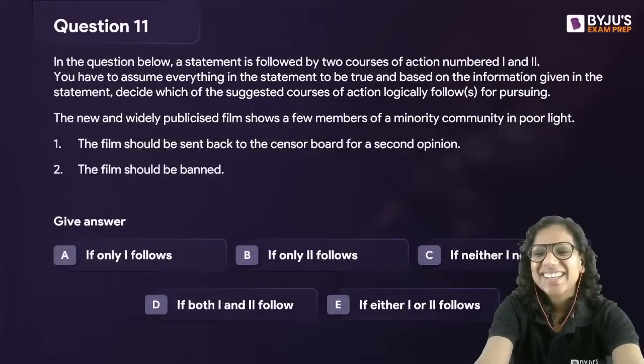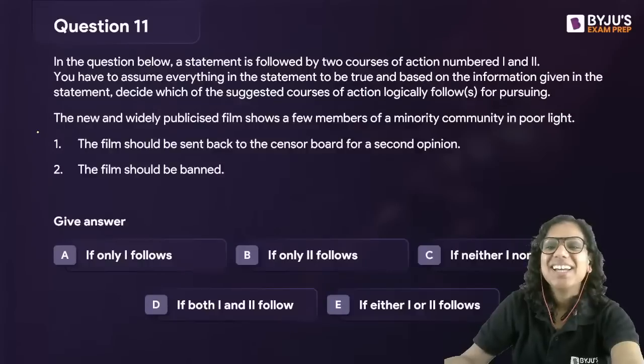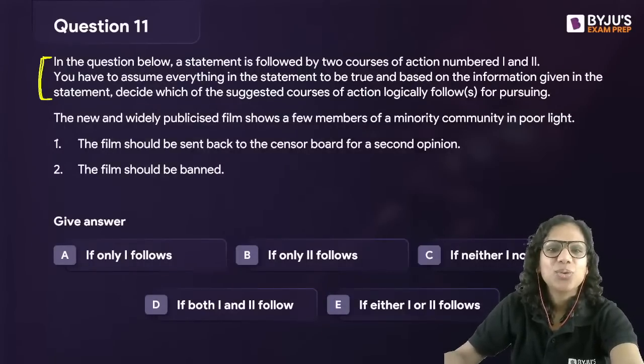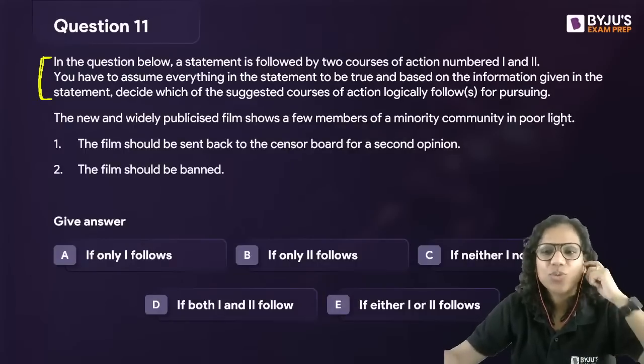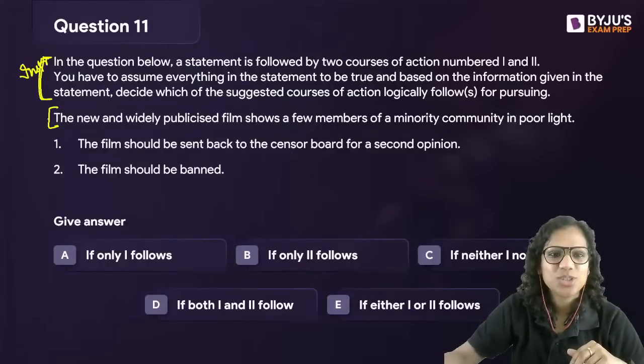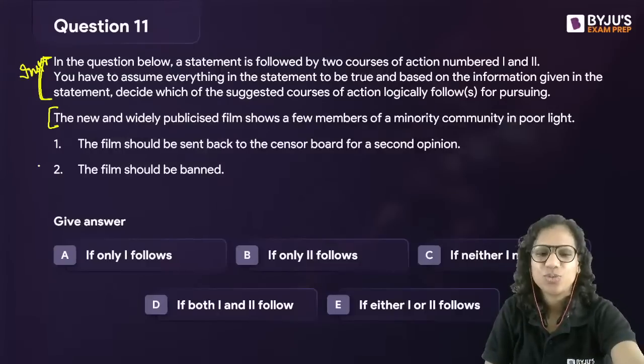All right. Let's have a look at this. So this is the situation here. Now, the new and widely publicized film shows, okay, so this is what has happened. This is the situation. Sorry, these are the instructions. Read the instructions, read the situation, and tell me which course of action follows.